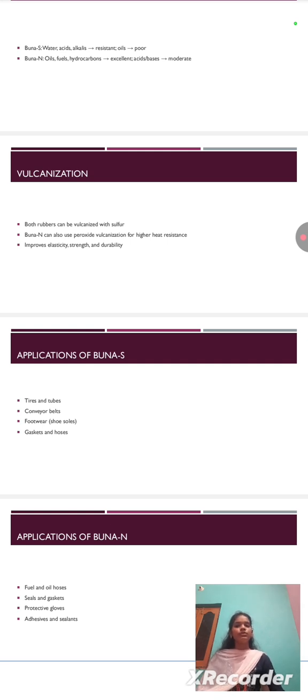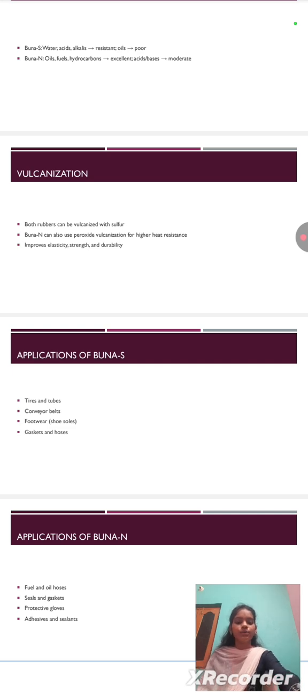And next we have to know the summary. In summary, the headings: feature, Buna-S, Buna-N. Composition: in Buna-S styrene plus butadiene, in Buna-N butadiene plus acrylonitrile. Key property: in Buna-S abrasion and weathering, in Buna-N oil and fuel resistance. Main use: in Buna-S tyres and footwear, in Buna-N hoses, seals and gaskets. Heat resistance: in Buna-S moderate, in Buna-N high.